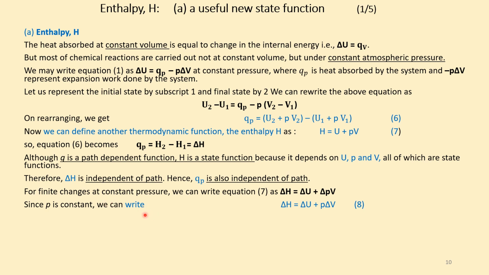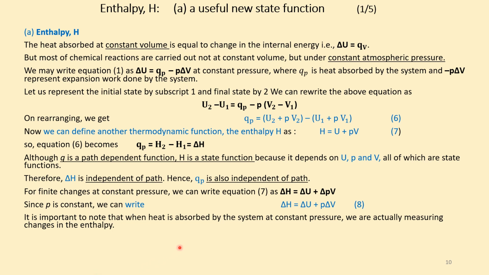For finite changes at constant pressure, we can write equation 7 as delta H is equal to delta U plus delta P into V. Since P is constant, we can write this equation as delta H is equal to delta U plus P into delta V. This is the rearranging. It is important to note that when heat is absorbed by the system at constant pressure, we are actually measuring the changes in enthalpy. So this equation 8 is actually measuring the enthalpy.